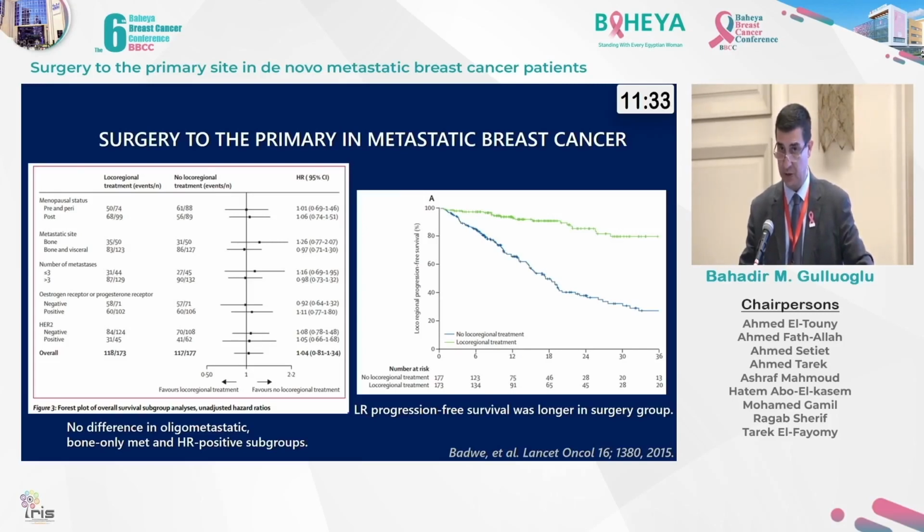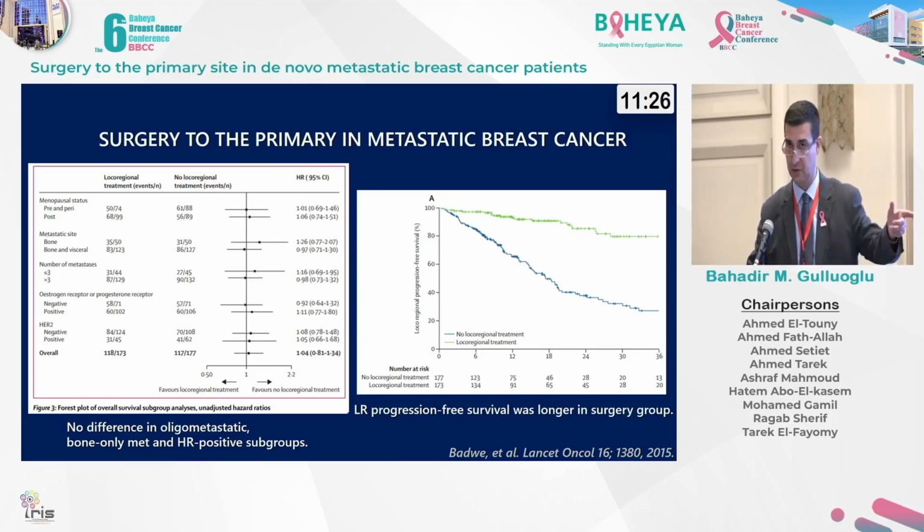In every subgroup, although the power of the study is decreasing, they didn't find any difference. But there's one difference: with the surgery, they found a longer local regional progression-free survival, and that's understandable.